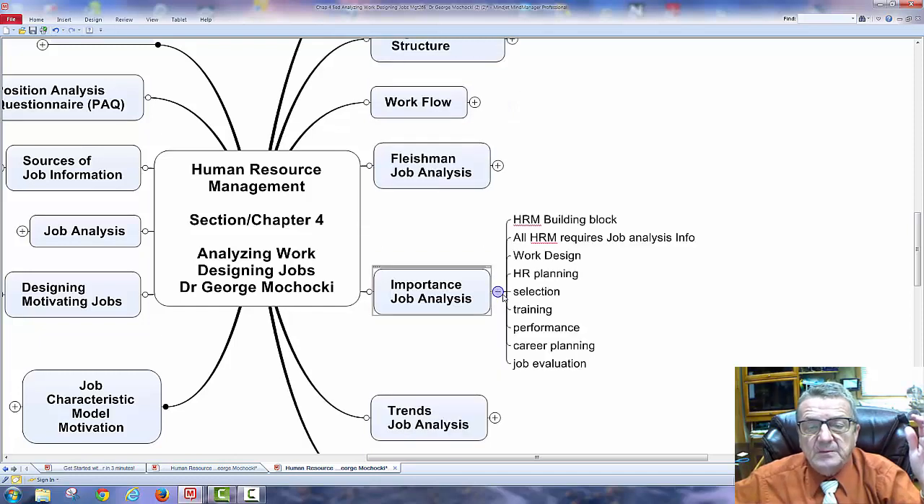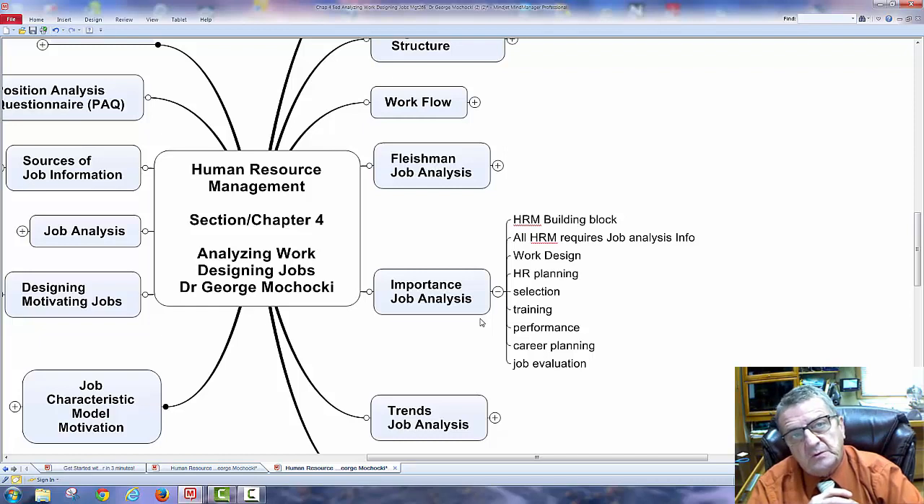Now, the importance of job analysis. It's the building block for human resource management. I have to understand the job, exactly what it pertains, what aspects of the job are required, what aspects I could contract out, what abilities the individual should have, or what kind of cross-training an individual should possess to be successful at that job. And I design the work around that task or that process flow.